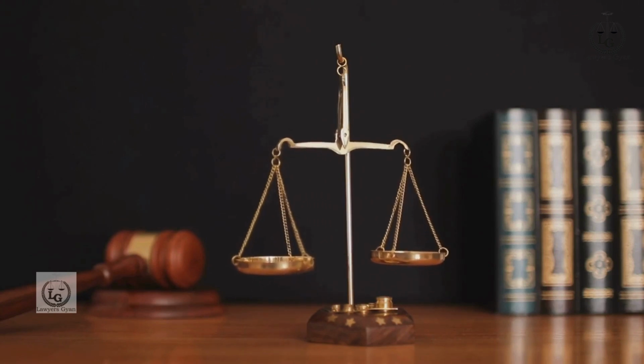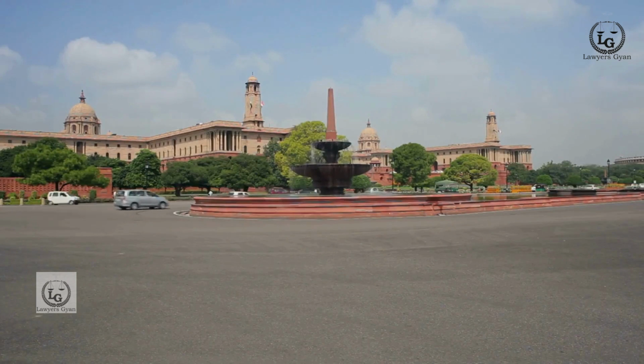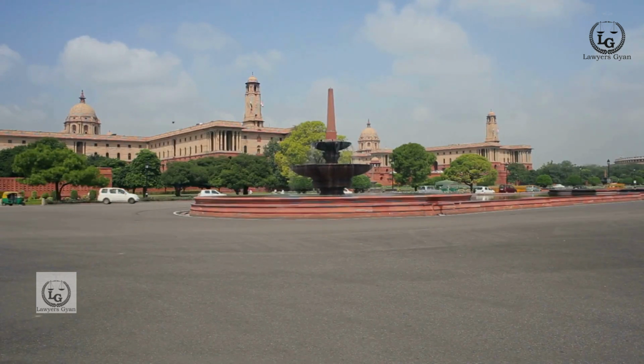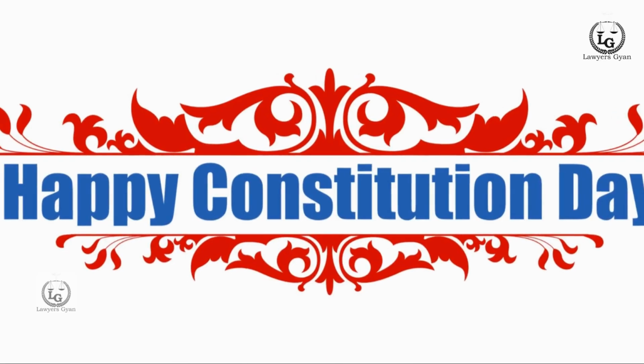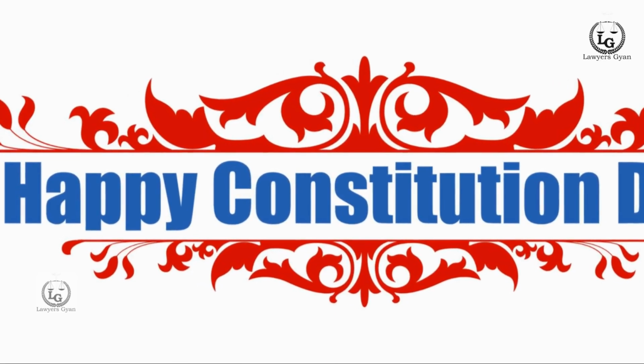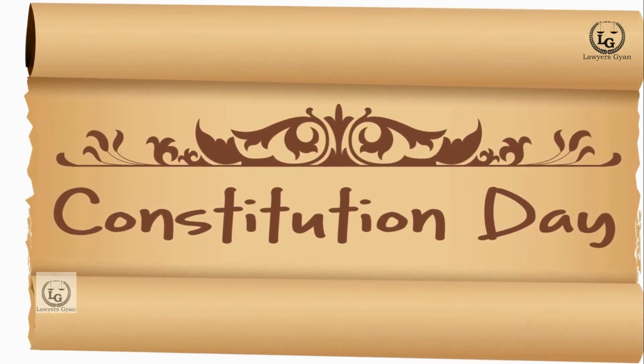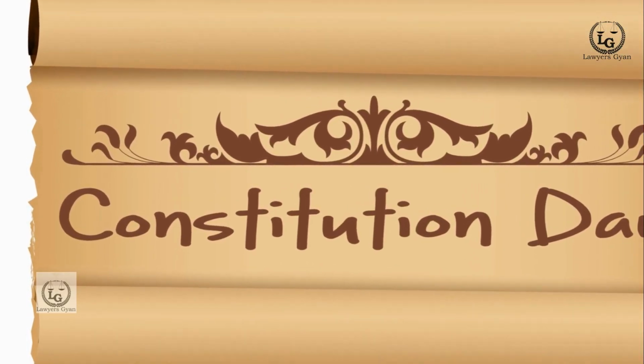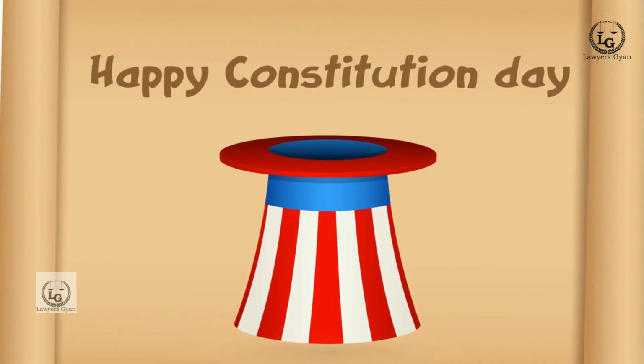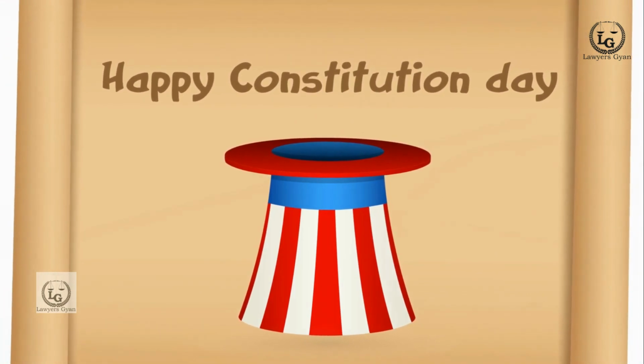The Goloknath case in 1967, later overruled by the Kesavananda Bharati case, held that fundamental rights could not be amended by the Parliament. Lastly, the Shankari Prasad case in 1951 upheld the Parliament's power to amend the Constitution, including fundamental rights, within the limits set by the basic structure doctrine.